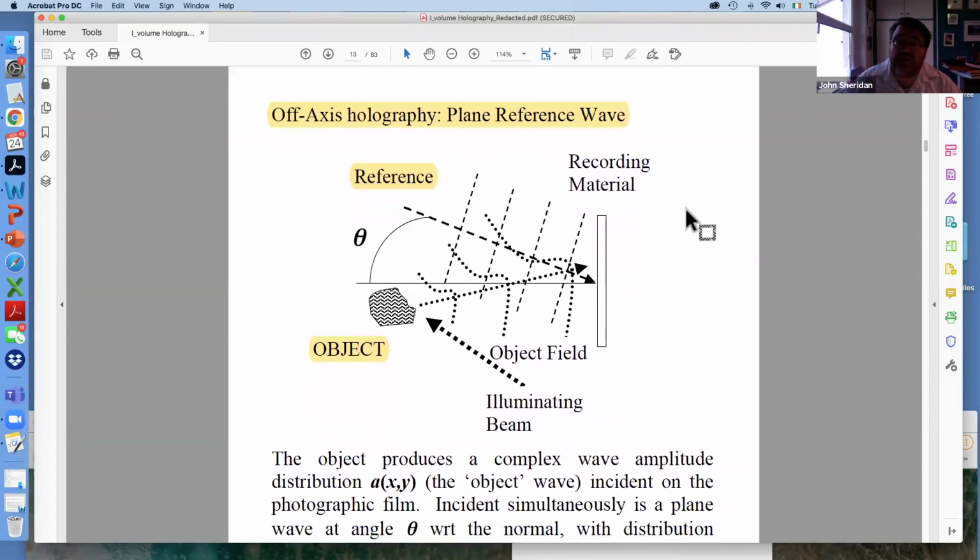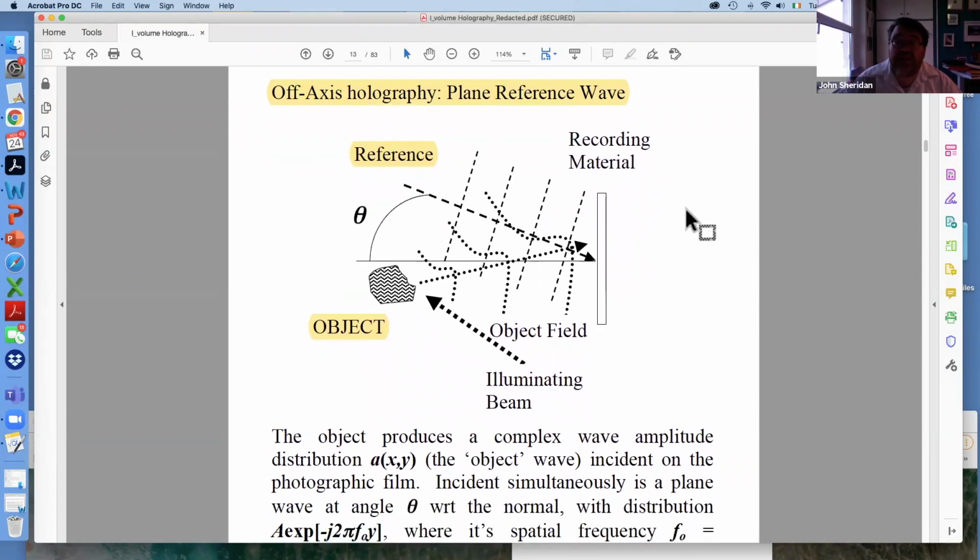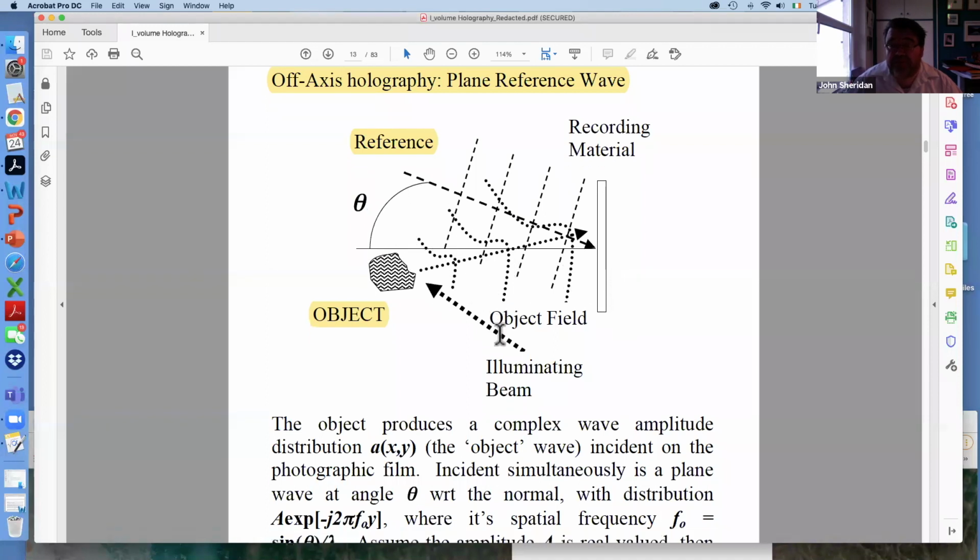So let's talk a little bit about this off-axis holography. We have our object, we have an illumination beam hitting the object, and this distorted field coming in and interfering at this plate with a reference beam. We can assume that the illuminating beam and the reference beam are both coming from some source. So you've got this interference pattern. And what we've done here is we've got this angle between the reference beam and the object beam.